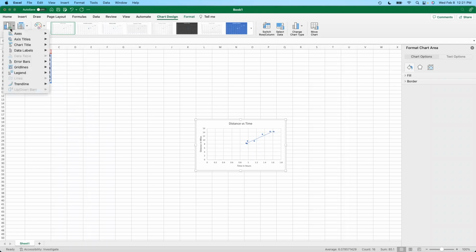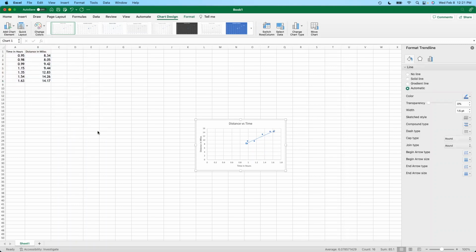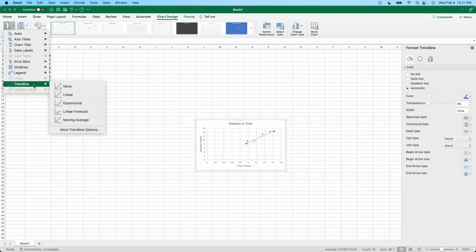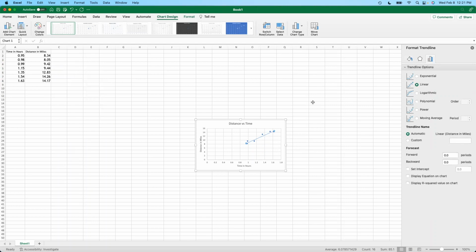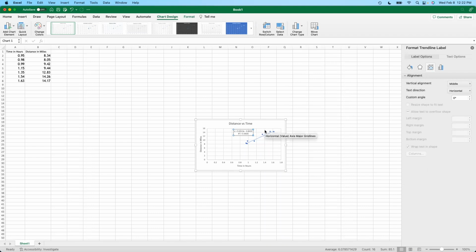Now I have to come back here after doing that and come back down here and go to more trend line options. So I'm here in add trend line, more options. I don't know what happened. Why didn't it give me more options? Oh, here it's over here now. So this popped up and I want to display the equation and I want to display R squared. And then I can grab that and move it around. Did you see what I did there? I just grabbed that box and moved it around.